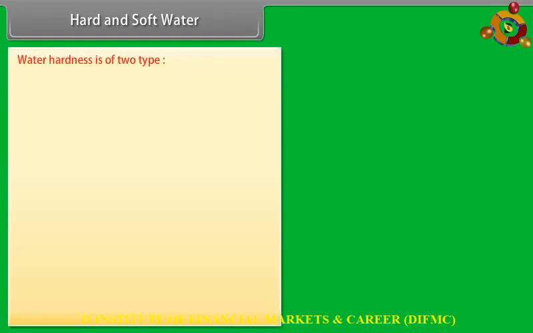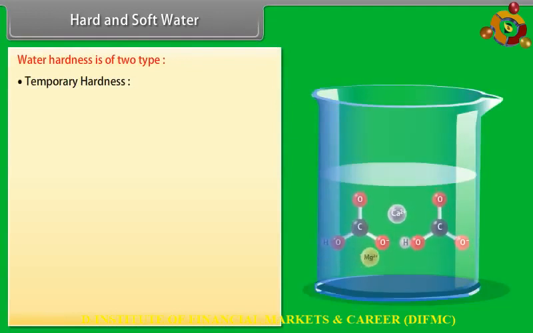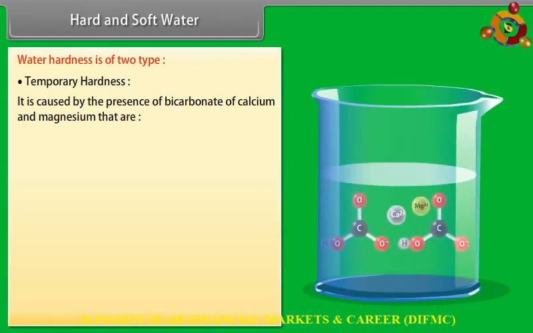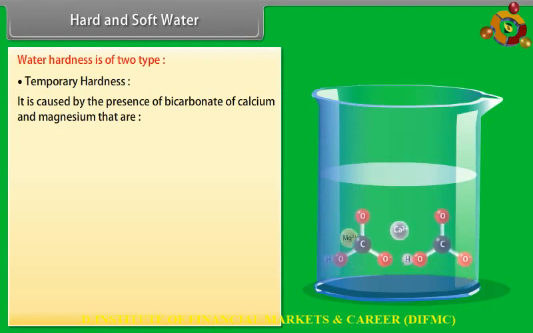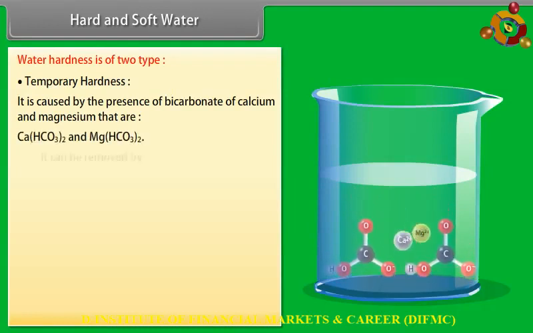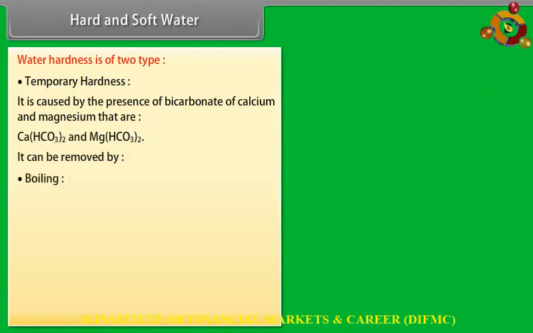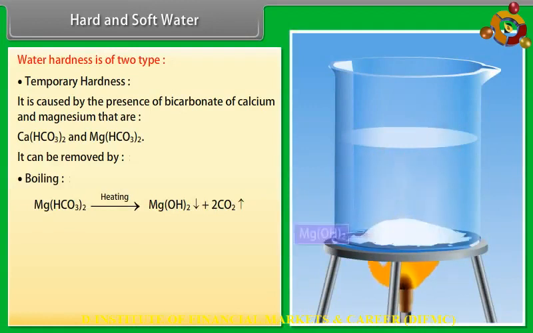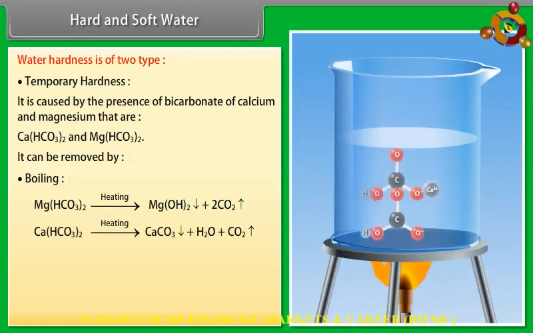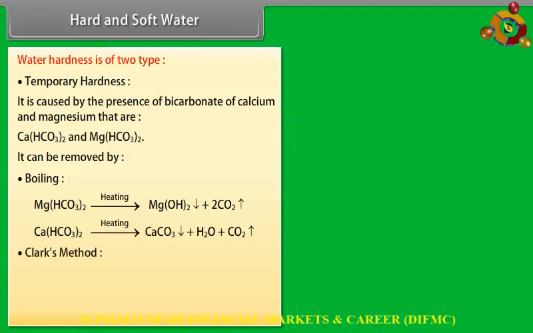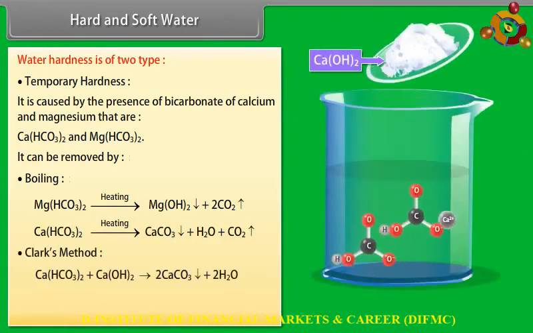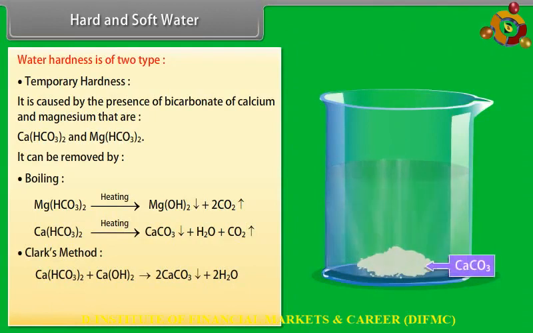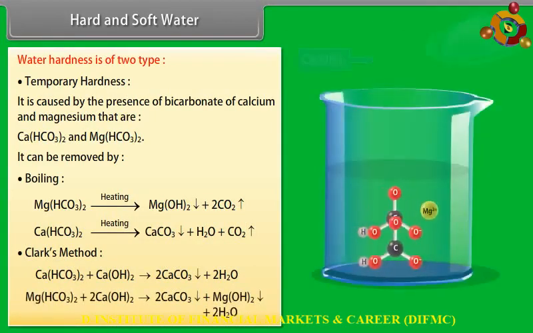Hard and soft water. Water hardness is of two types. Temporary hardness. It is caused by the presence of bicarbonate of calcium and magnesium, and it can be removed by boiling. Soluble bicarbonates change to carbonates which are insoluble and get precipitated. Clark's method. When calculated quantity of lime is put in, it causes precipitation of calcium carbonate.